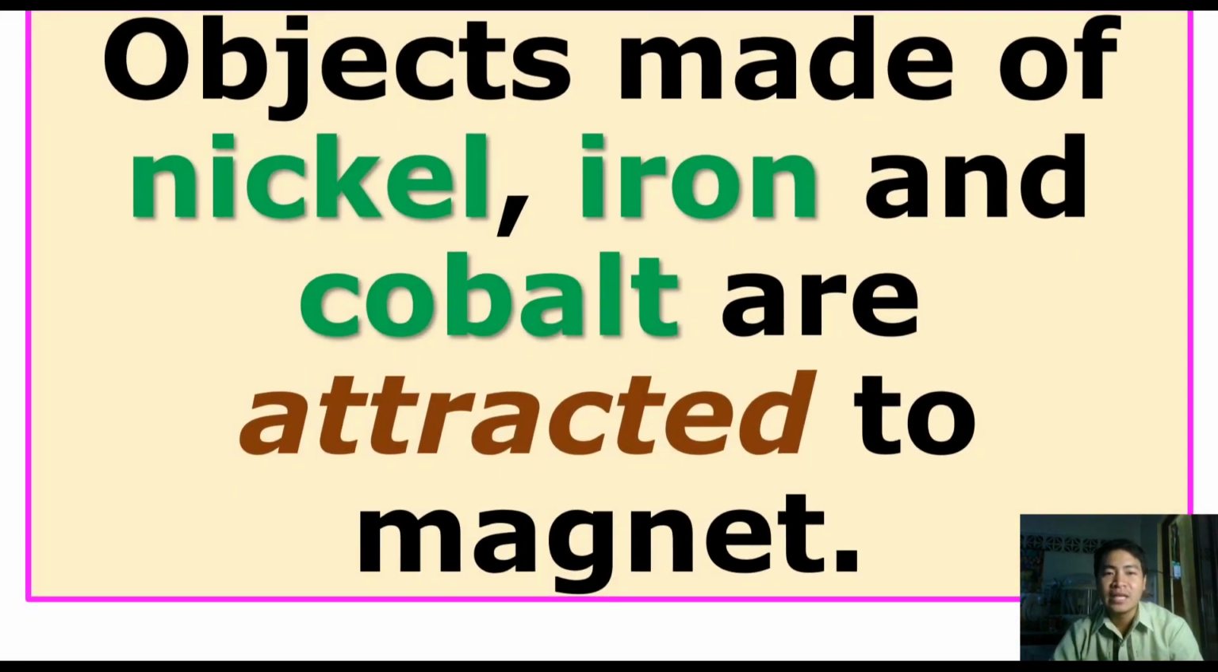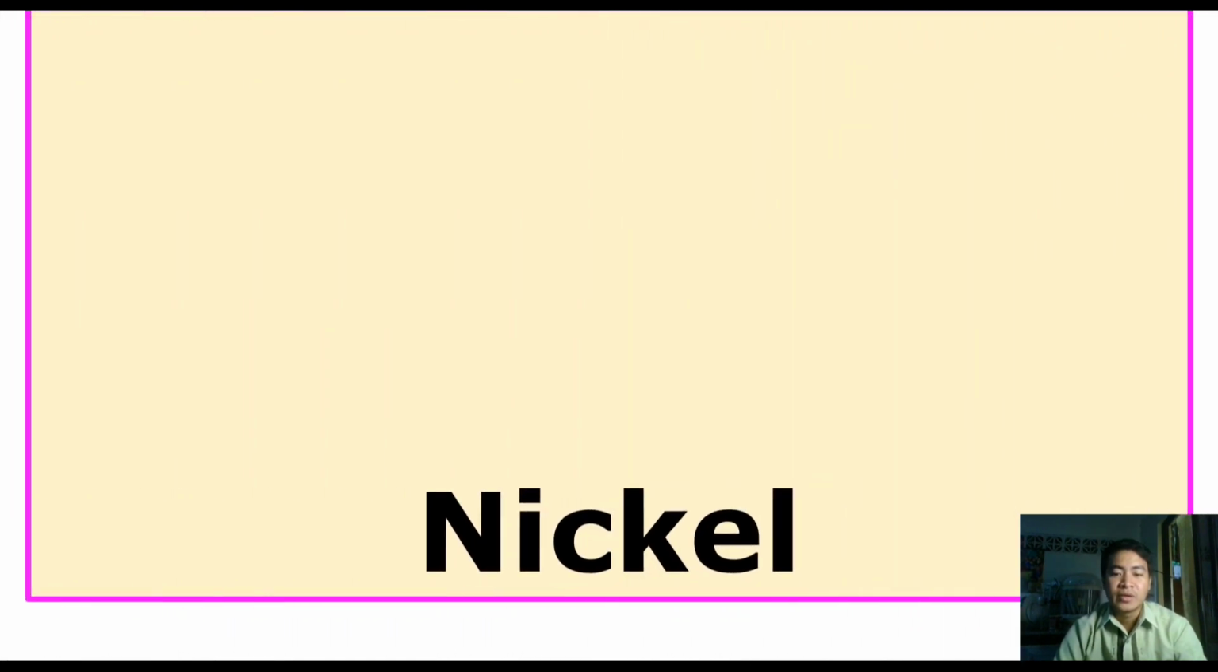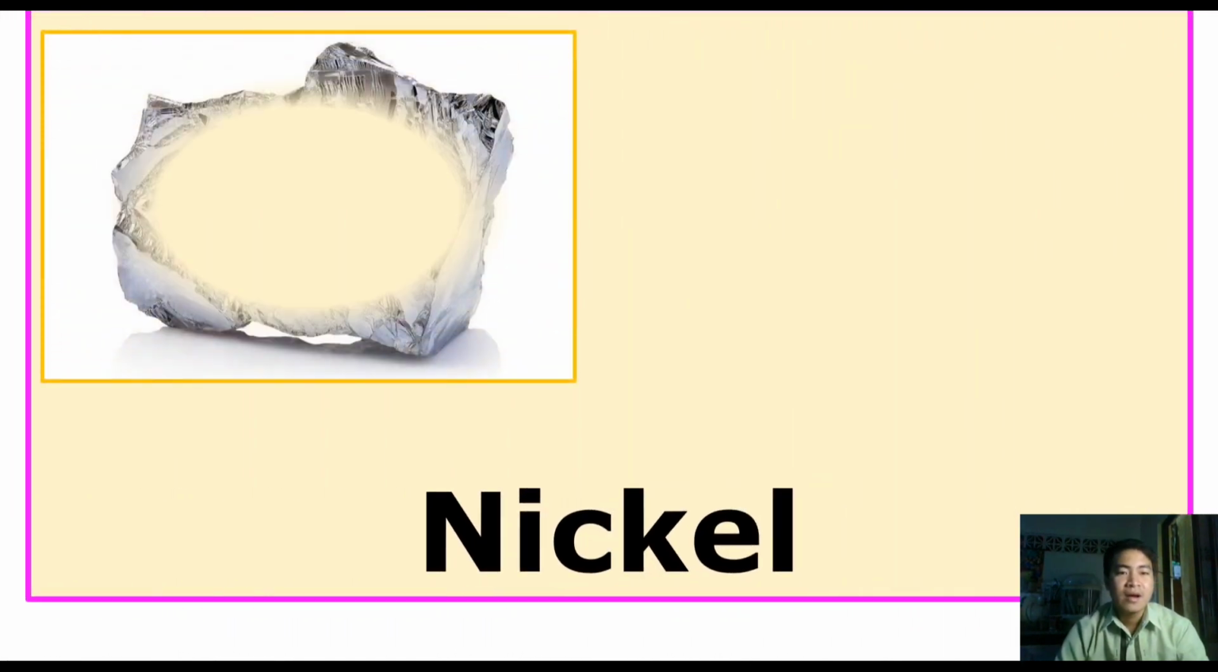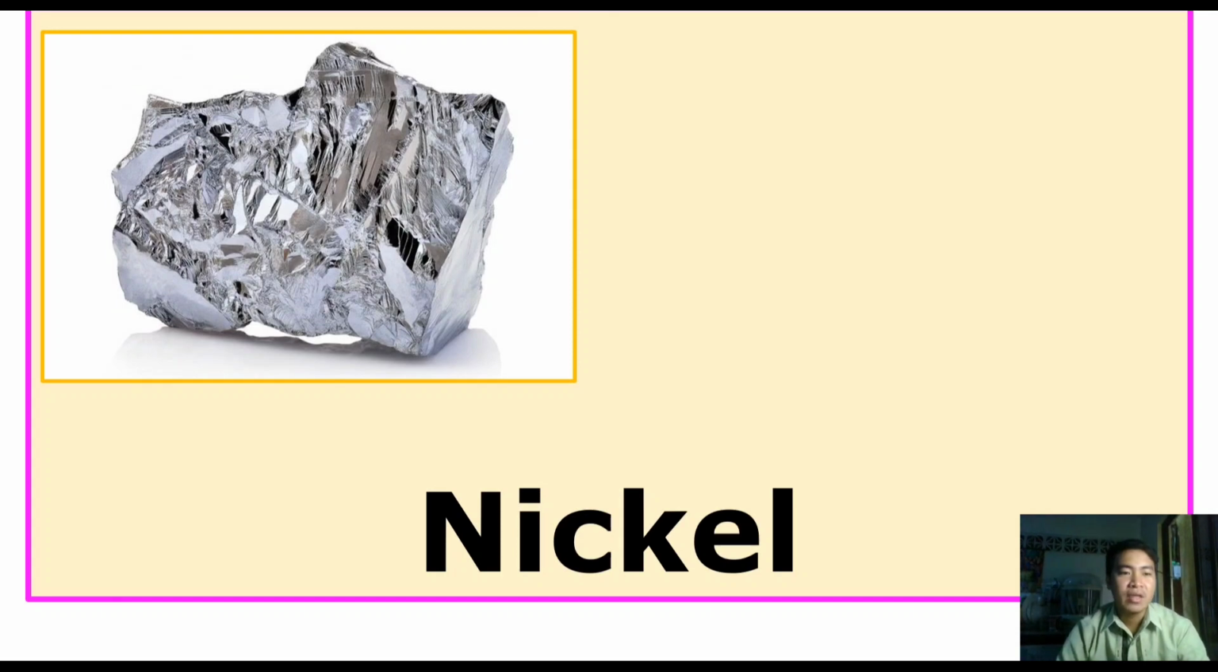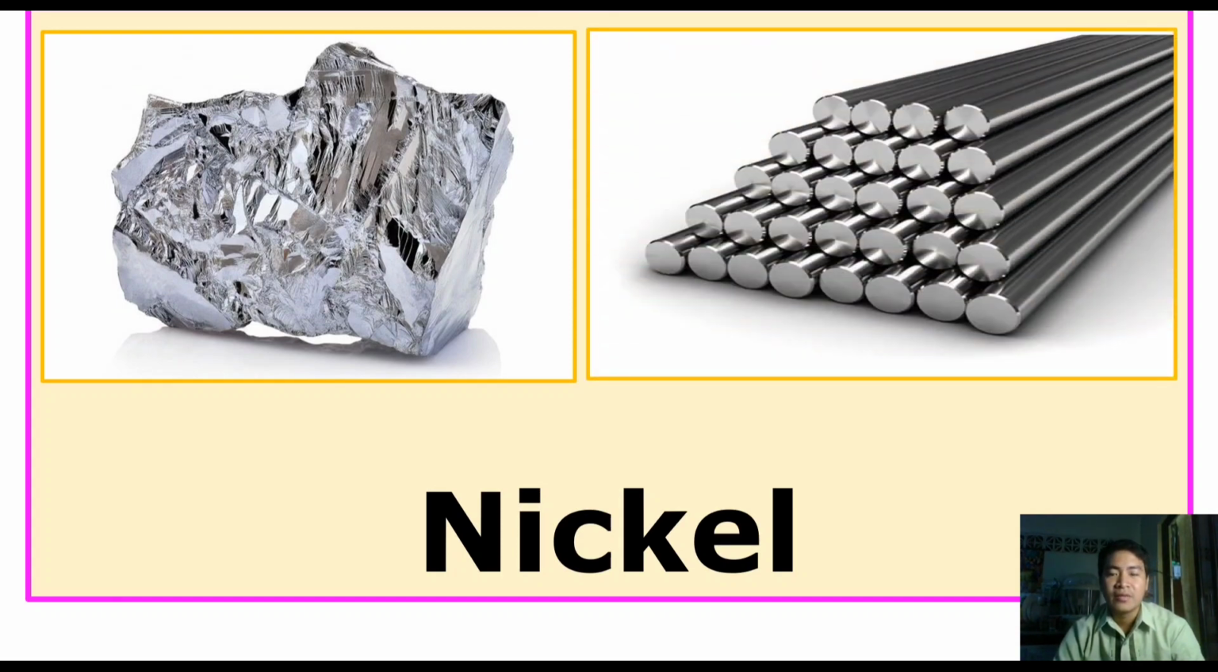Objects made of nickel, iron, and cobalt are attracted to magnets. So we have here examples of nickel, iron, and cobalt. Here's the image for the nickel. There you go. So it contains metals.